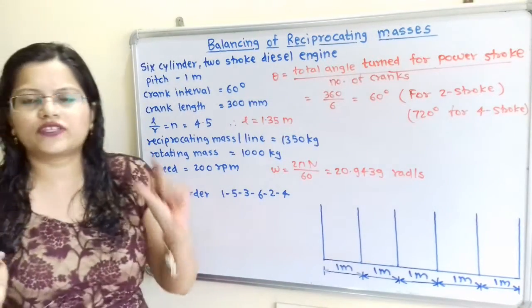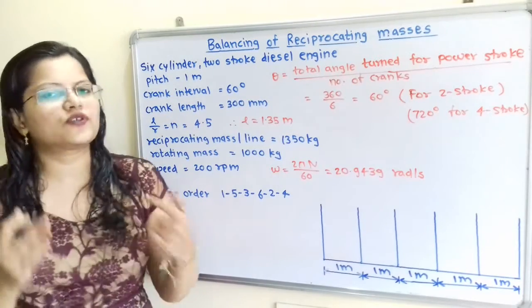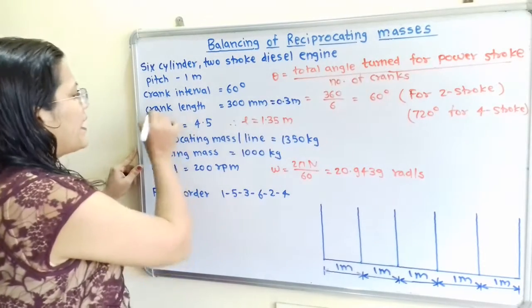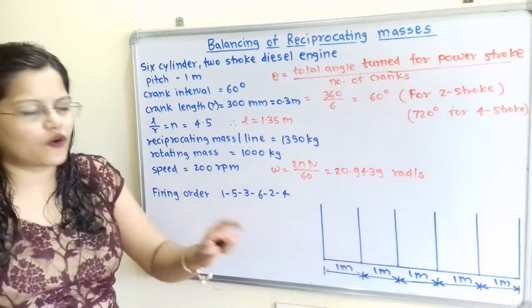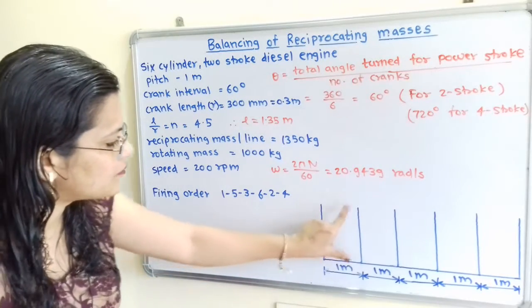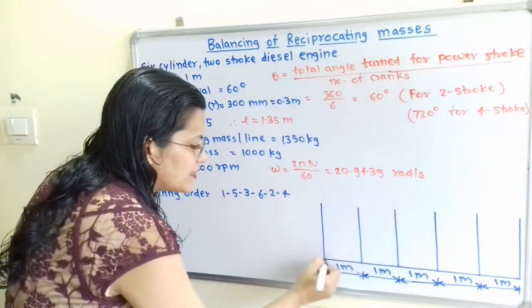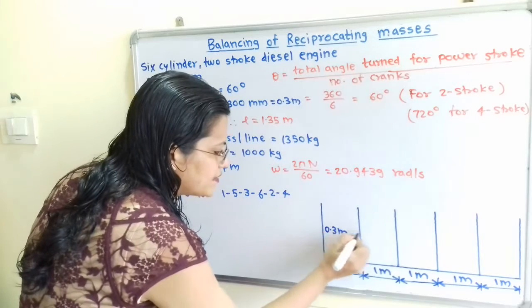Crank length, that is equal to 300 millimeters. So we have to convert it into meter, that is 0.3 meter, and this is nothing but R. So with the help of this vertical line we have to mention this. What is the length? This length is equal for all the cylinders, that is 0.3 meter.